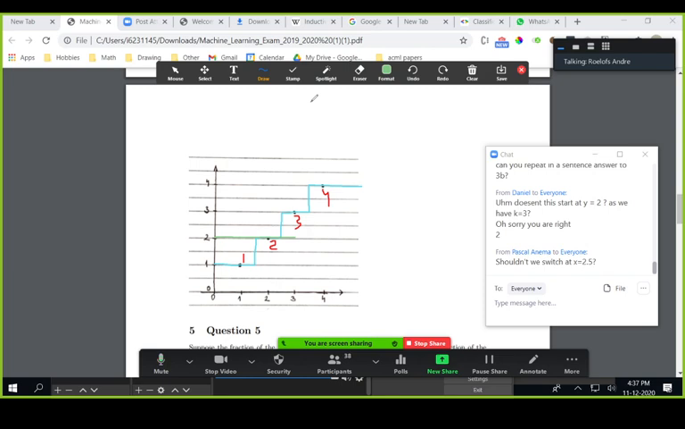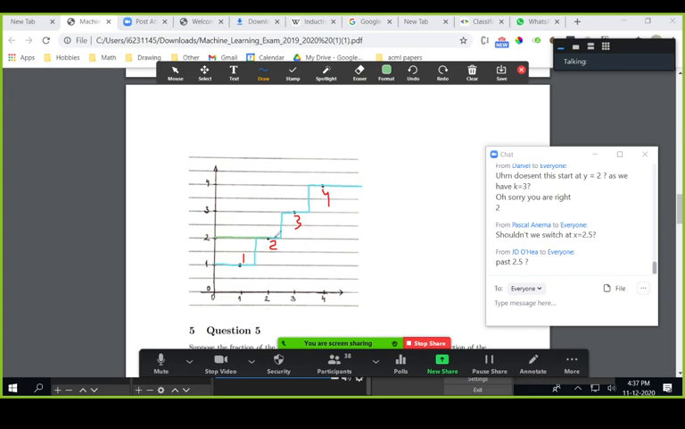Shouldn't we switch at 2.5? Yeah, we should switch at 2.5, but I already drew the line too far. Okay, whatever. So at this point, we have 3 values: 2 plus 3 plus 4, which is 9 in total. Divided by 3 is 3. So we simply go to 3, and then we just continue on forward.